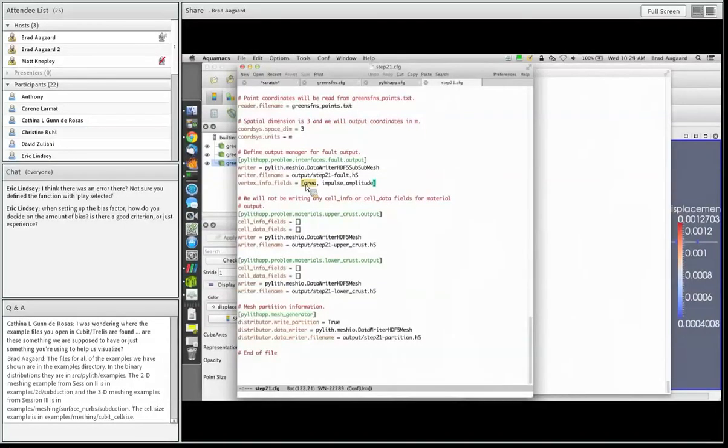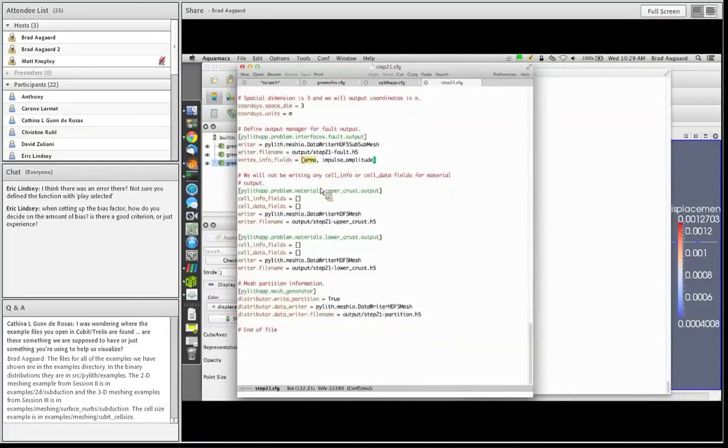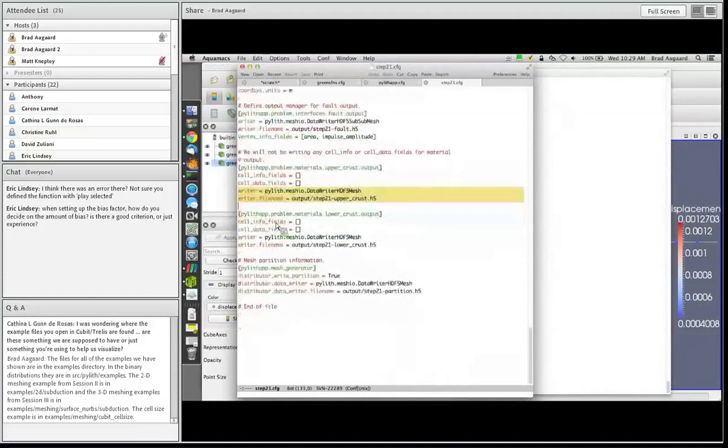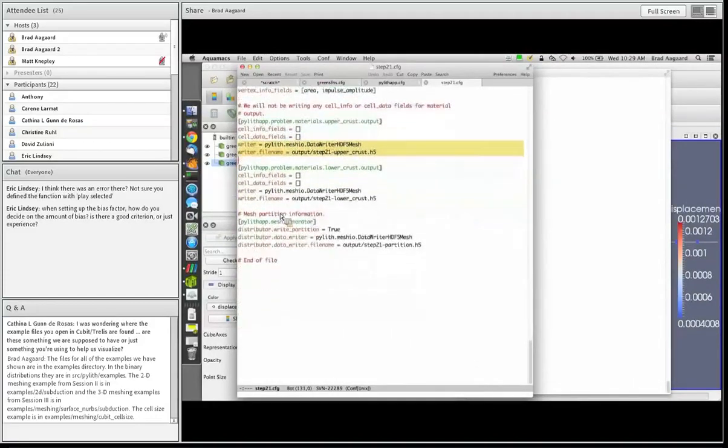We run step 21 by first telling it that we want to do a Green's function problem: pylith.problems.GreensFns and step21.cfg. Here it's computing 40 impulses. It told us it was doing 1 of 40, 2 of 40, and so forth. And let's visualize what our Green's functions look like.